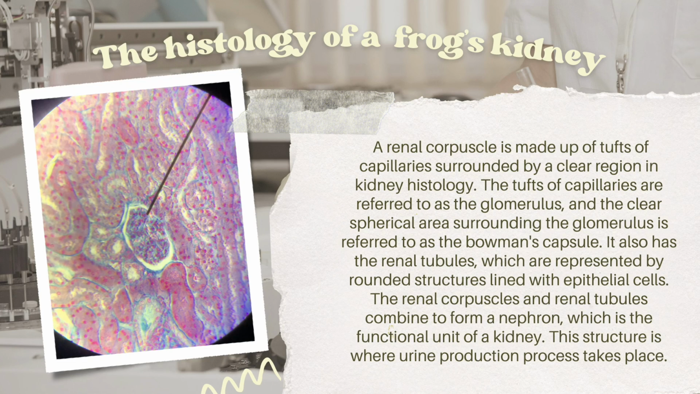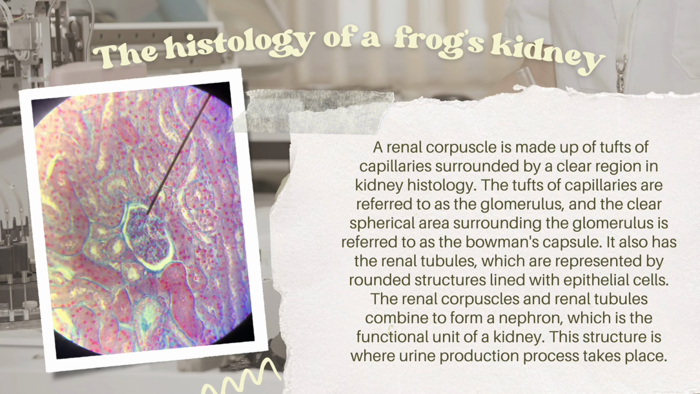We shall now discuss the histology of a frog's kidney. A renal corpuscle is made up of tufts of capillaries surrounded by a clear region in kidney histology. The tufts of capillaries are referred to as the glomerulus, and the clear spherical area surrounding the glomerulus is referred to as the Bowman's capsule.